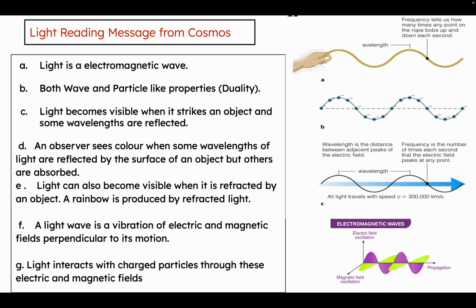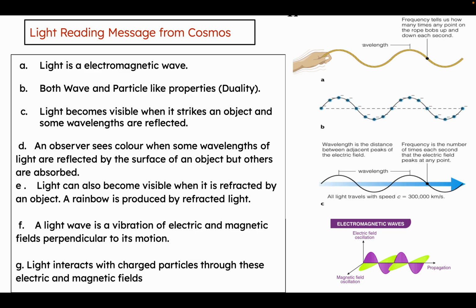Light has two types of property: it has wave properties and also particle properties. Light becomes visible when it strikes an object's surface, and when it does, some light gets reflected, some gets refracted, or gets transmitted within that object. We see some reflected light from the object. An observer sees color when some wavelengths of light are reflected by the surface of an object, but others are absorbed.